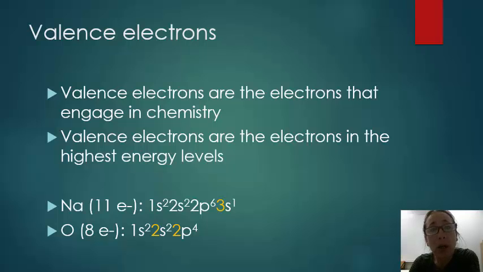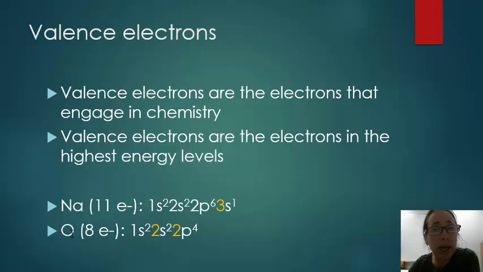Valence electrons are also the electrons that are in the highest energy levels. These are the electrons that are furthest from the nucleus and easiest to pull away, or to disengage from the nuclear pull. So let's take a look at two electron configurations. If we look first at sodium, which has 11 electrons, here is its electron configuration, and we look for the highest energy level, or the highest shell, which is 3. There's 1 electron in the third shell, so sodium has 1 valence electron.